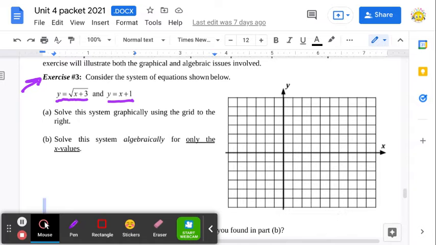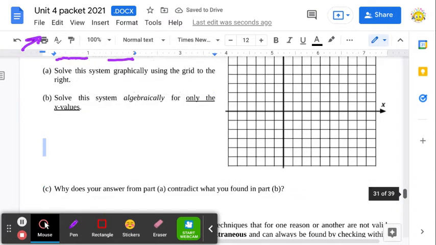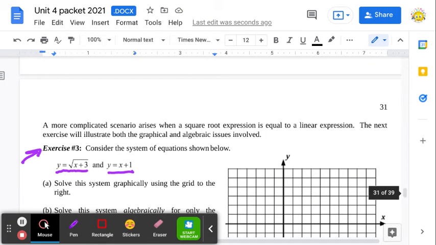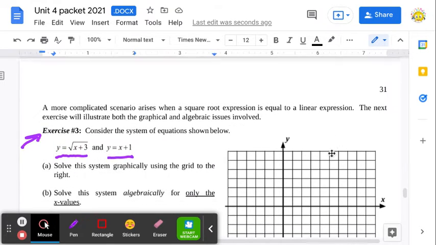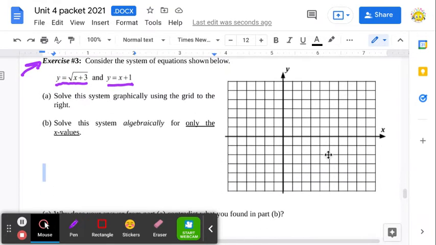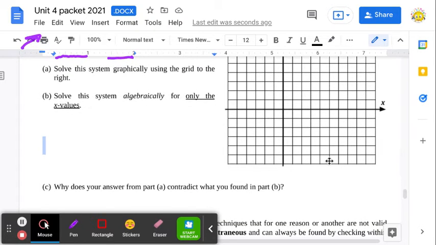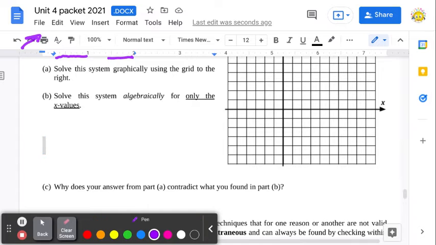So for now, we're going to continue our work, if it lets me move this down, and we're going to solve this algebraically. And there it goes. I just want to move it a tiny bit. Only for x, it says. So we're going to set both of those equations equal to each other. So I have the square root of x plus 3 equals x plus 1.